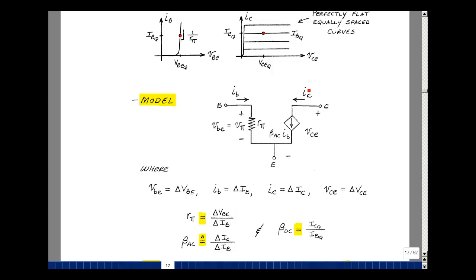And the ratio of this AC collector current to this AC base current would now be the change in collector current over the change in base current, which is equal to what we now call the AC beta. And of course, from our previous chapters, we had that the ratio of IC to IB at the operating point was our beta F or beta DC. But now we'll formally define this as just beta DC.